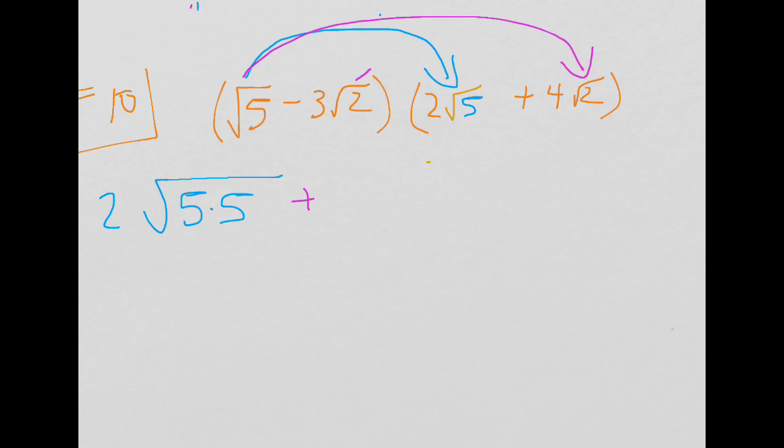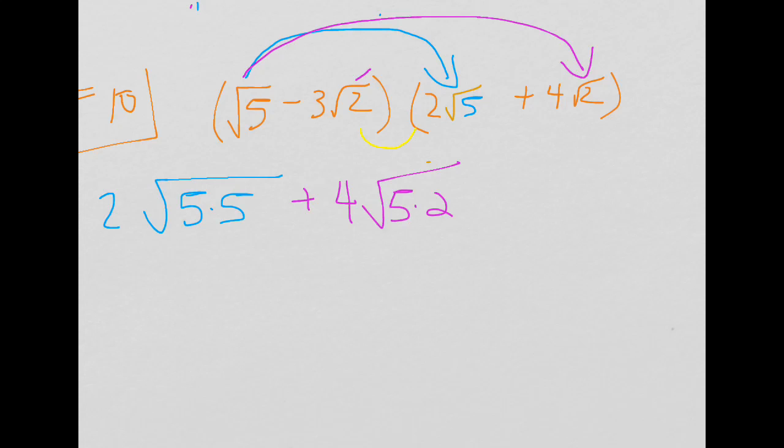Okay, so now we have this. We have a 4 out front. Over here we have a 4 out front. Have nothing out front here, so I've just got a 4. Then I have the square root of 5 times the square root of 2, so I put that all under one square root and have 5 times 2. So anybody confused on these first two steps of FOIL?